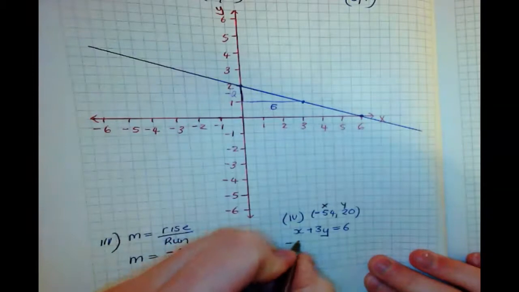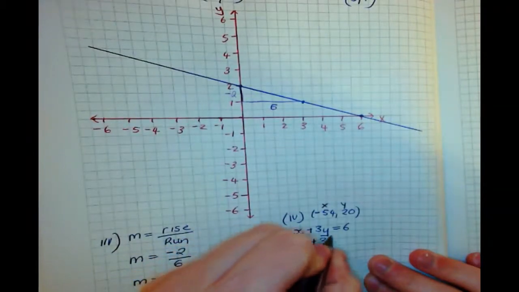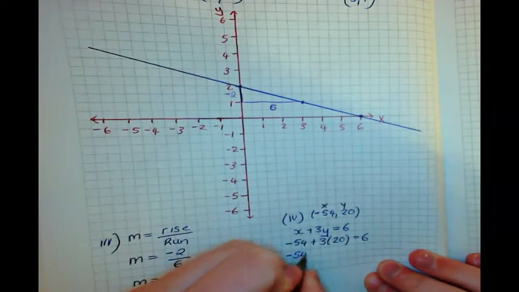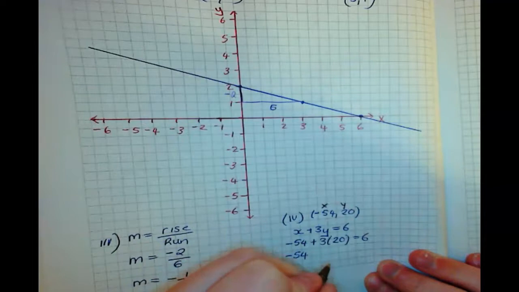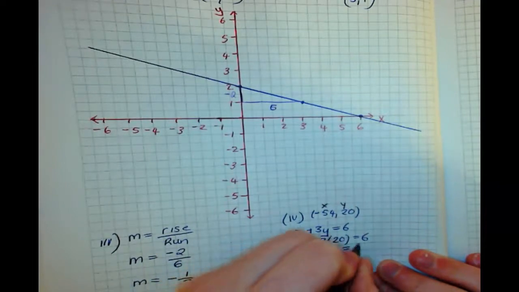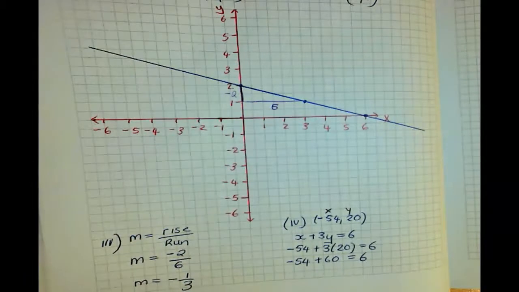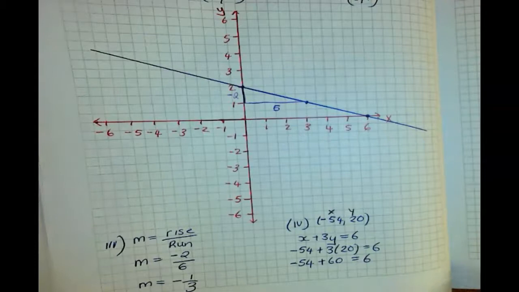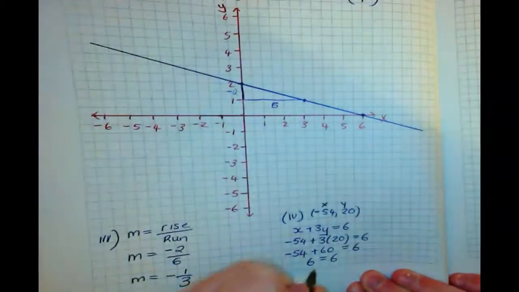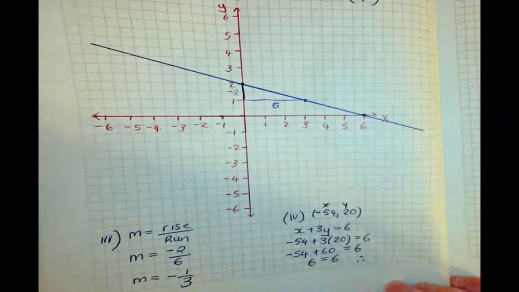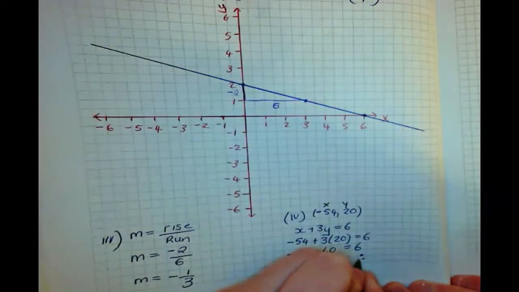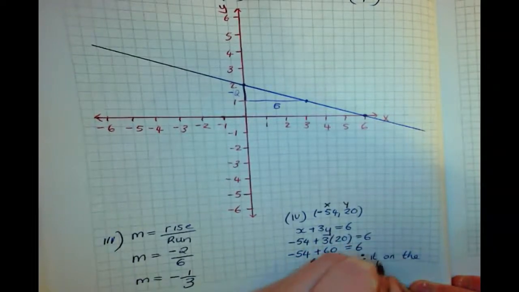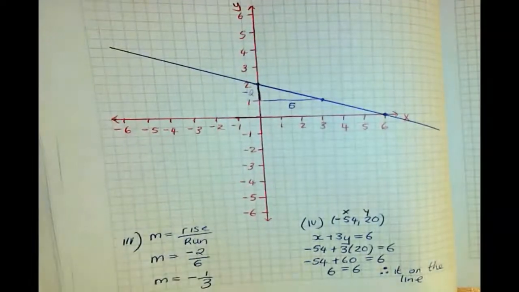So x then is minus 54 plus 3 by 20 is equal to 6. Minus 54, 3 by 20 is 60, is equal to 6. Minus 54 plus 60 is 6. 6 is equal to 6. Therefore, it's on the line. Okay, so it's on the line.